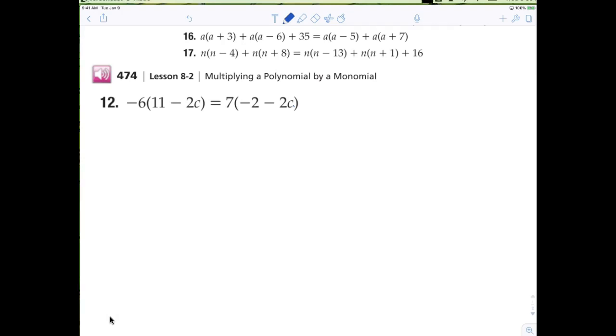So Madeline, go ahead. Distribute for me. Okay, so you get negative 66 plus 12c equals negative 14 minus 14c. Beautiful. So then you take the negative 14 and take it to the other side, so that becomes 26c. And then you take the positive 66 on the other side, so that becomes 52. And so, c equals 2. Beautiful. c equals 2. Everybody good? All right, Miss Rodriguez, you're up.